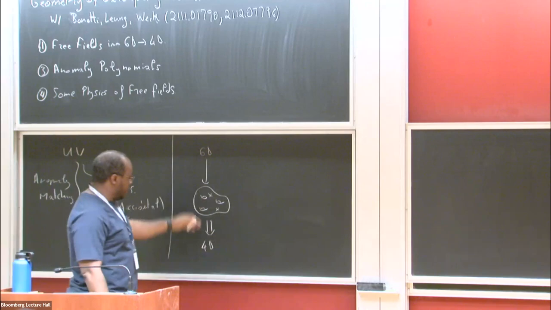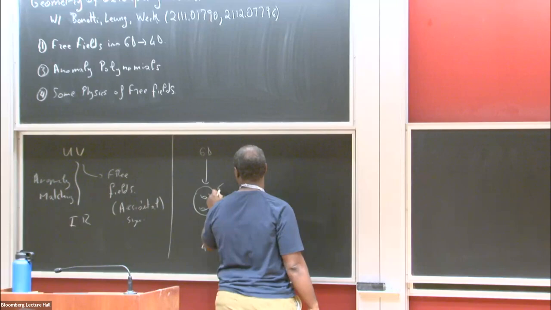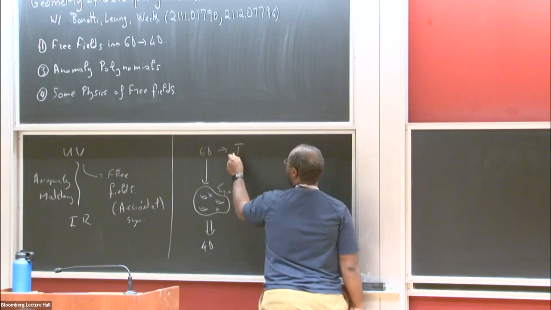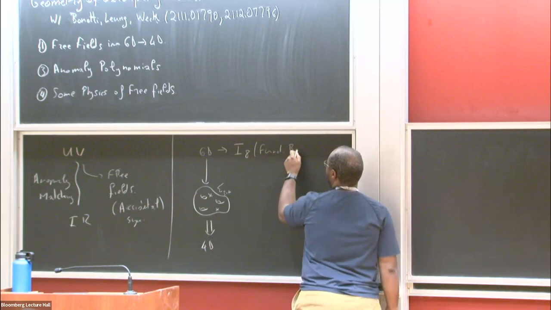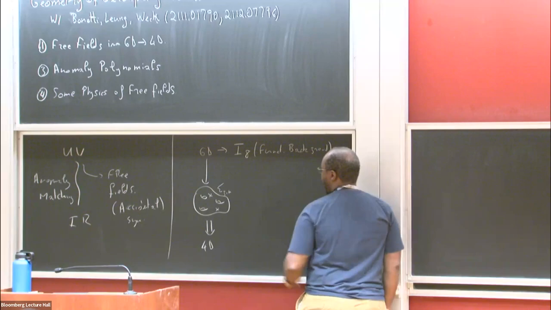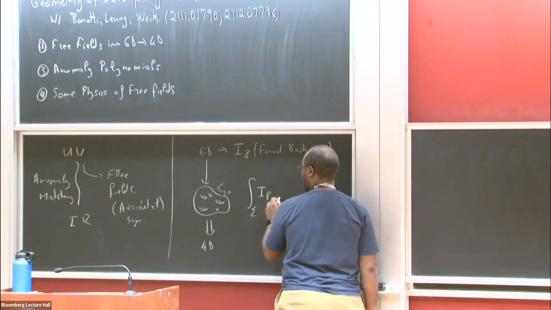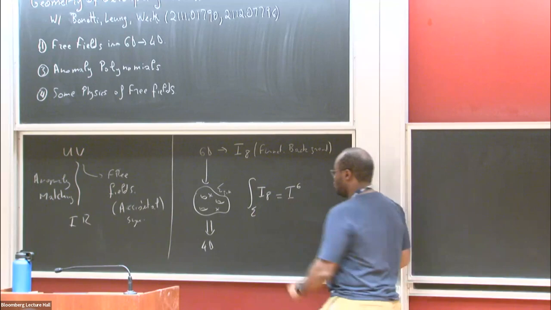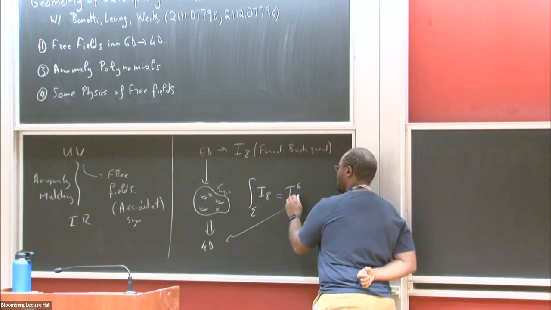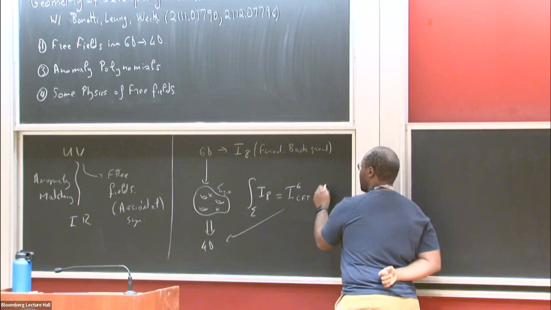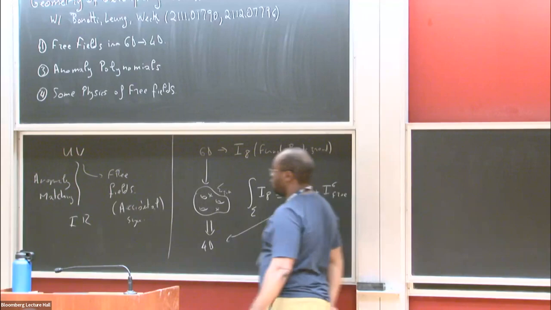In this context, the way you typically do anomaly matching is you consider the 6D theory, which has some eight-form anomaly polynomial, a function of background fields associated to the global symmetry. There is a prescription for integrating the anomaly polynomial on the Riemann surface to get a six-form polynomial, which you associate as the polynomial of the 4D theory. In general, this object will have two contributions: a CFT part, if there is a CFT, plus an I6 free, which would be the free fields that can decouple.